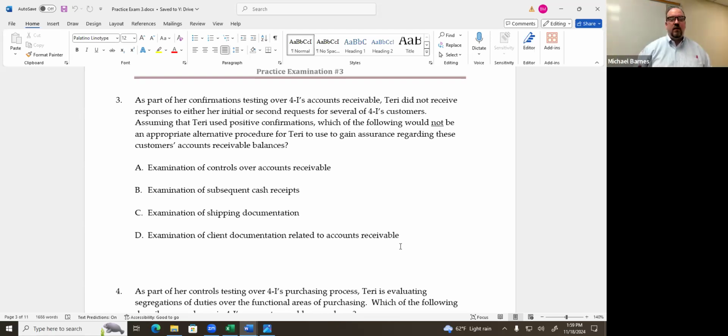So we talked about this. For confirmations, it's possible that a customer or a vendor will not respond to you. And if that's the case, you can't just toss the confirmation out. You have to gain evidence through other procedures. What were the procedures that we talked about? B, C, and D are actually the ones that we talked about in the slide. It's actually chapter 10, slide 31.